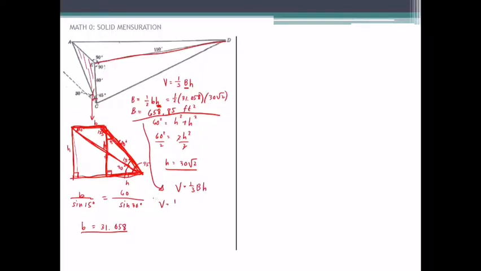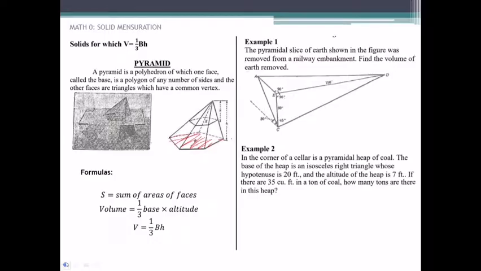Volume is 1/3. Our area of the base is 658.85 feet squared times height, which is given to be 150 feet. So our volume now is 32,942.3 cubic feet. Okay, this is now your final answer. Okay, let us try to answer problem number 2.